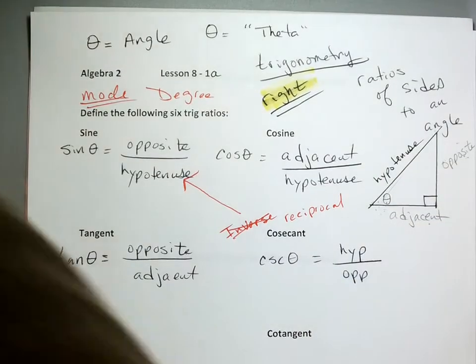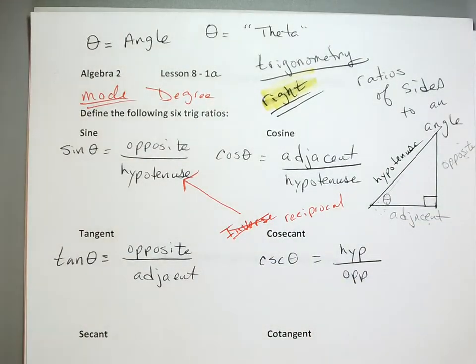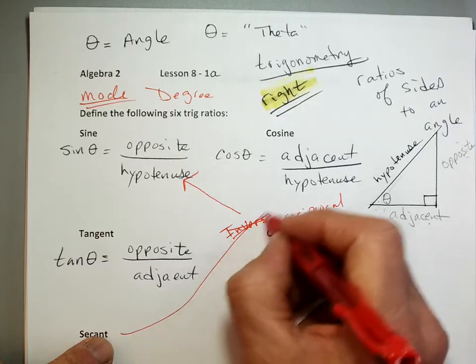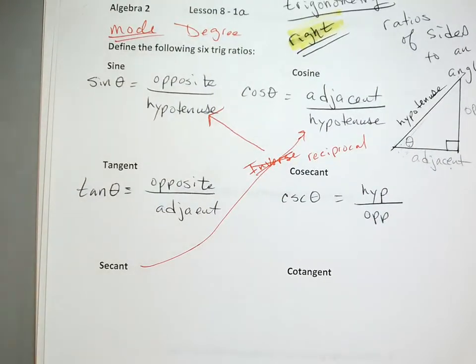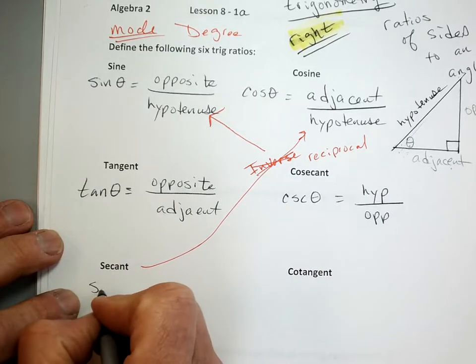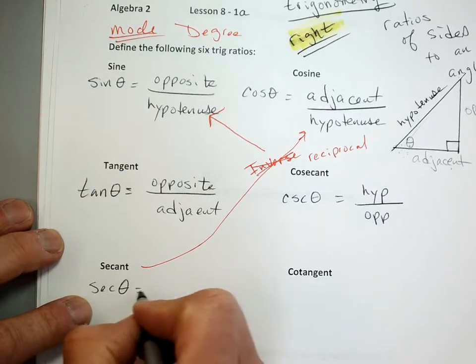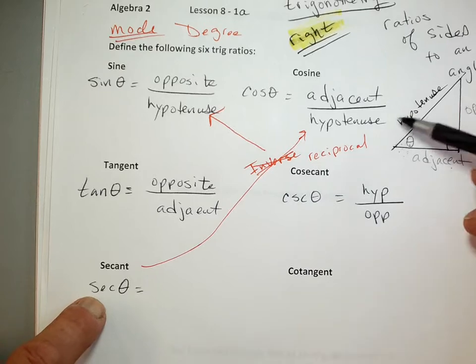Okay? And the secant is going to be the reciprocal of cosine. So secant is SEC of theta. Secant then is going to be the reciprocal, which makes it the hypotenuse over the adjacent.